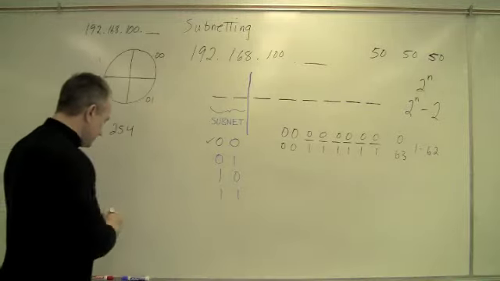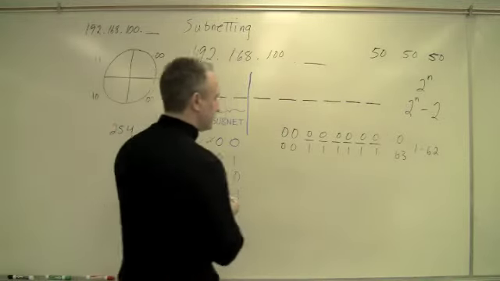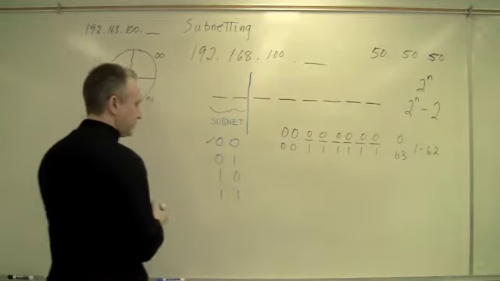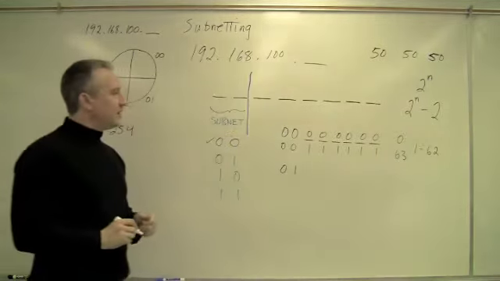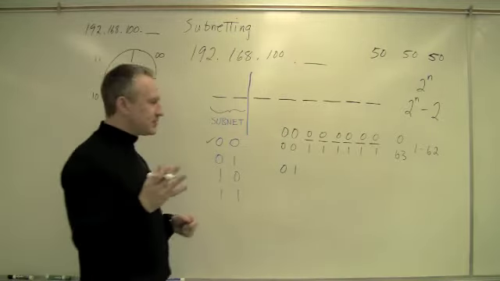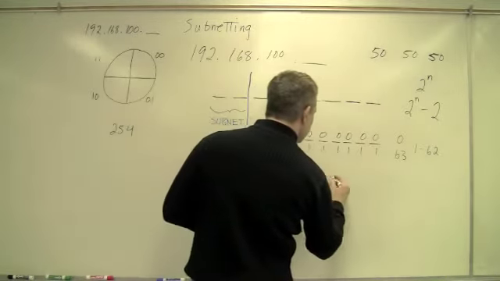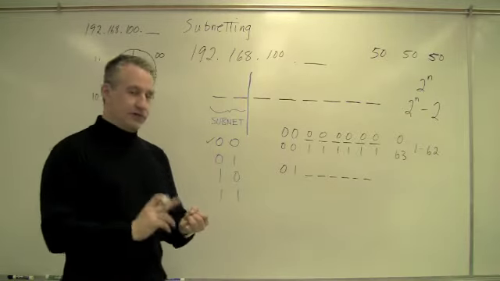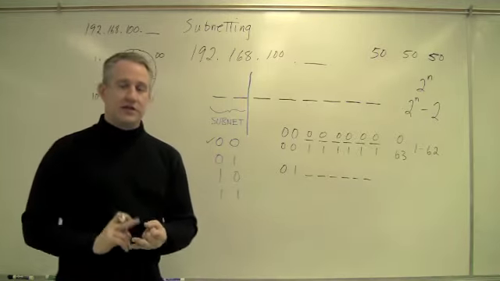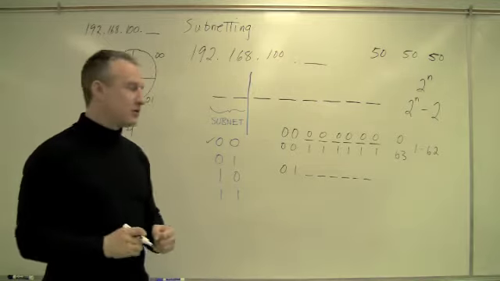So 0, 1, and again, I have 6 host bits to go along with it. And again, fill the host bits with 0s and 1s to figure out what the network and broadcast addresses are.